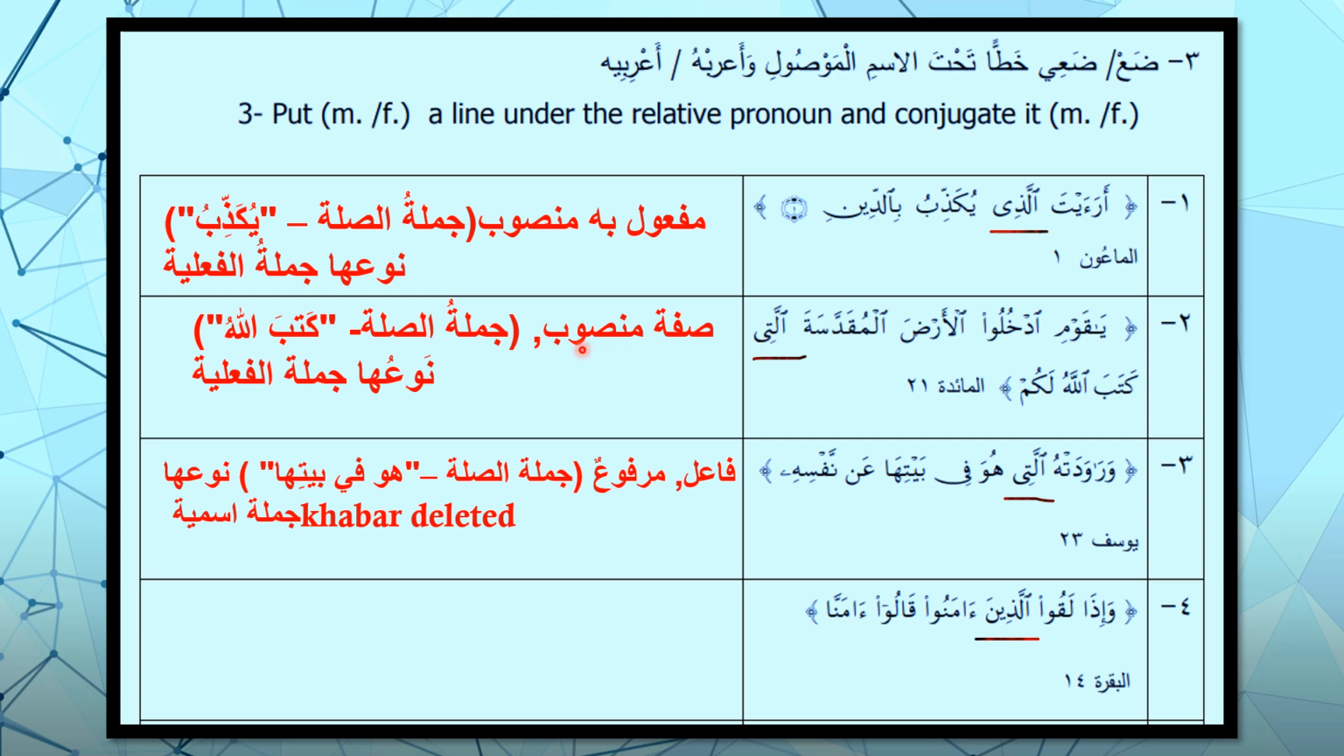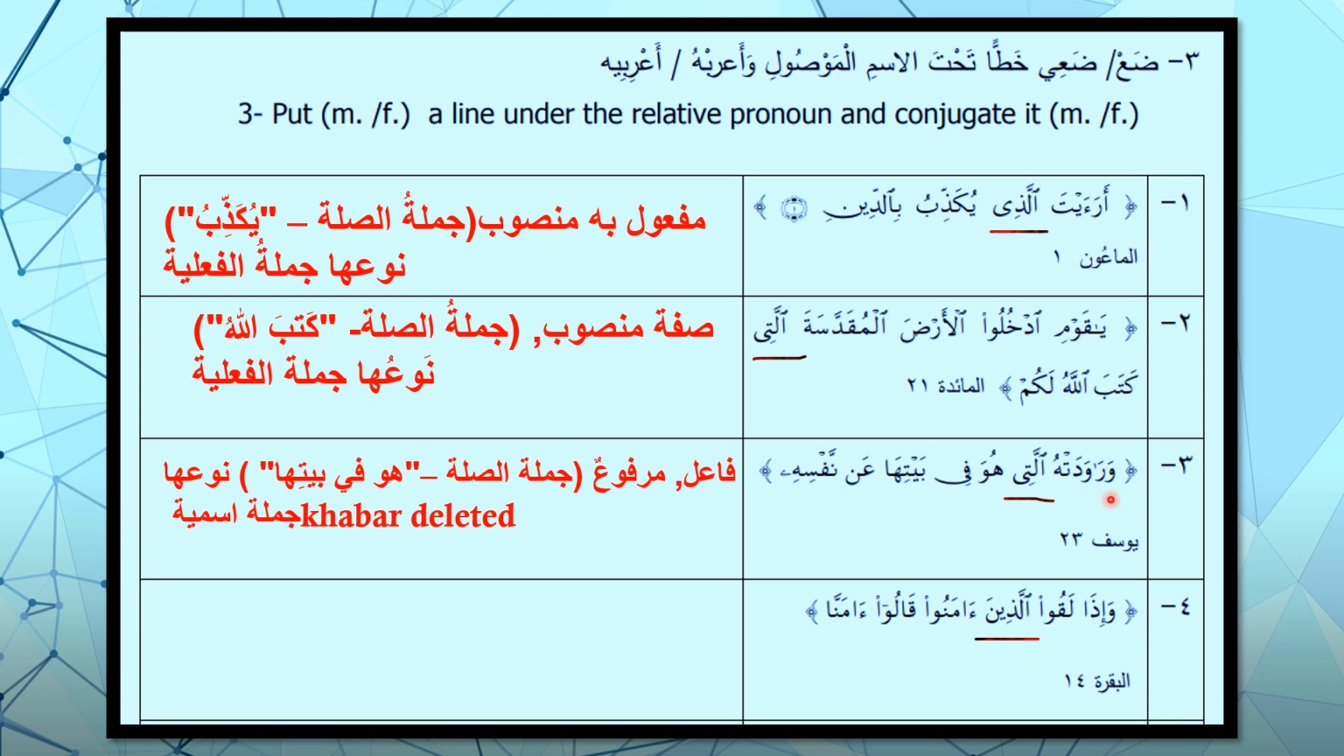Sifa, mansub. Jumlatus sila. Where is our jumlatus sila after the ism mausool? Kataba. And here we have kataballahu, fa'il. So our jumlatul sila is jumlatul fa'iliya. Now the type of the jumla is jumlatul fa'iliya. Our jumlatul sila is kataballah. I hope it's clear for you.